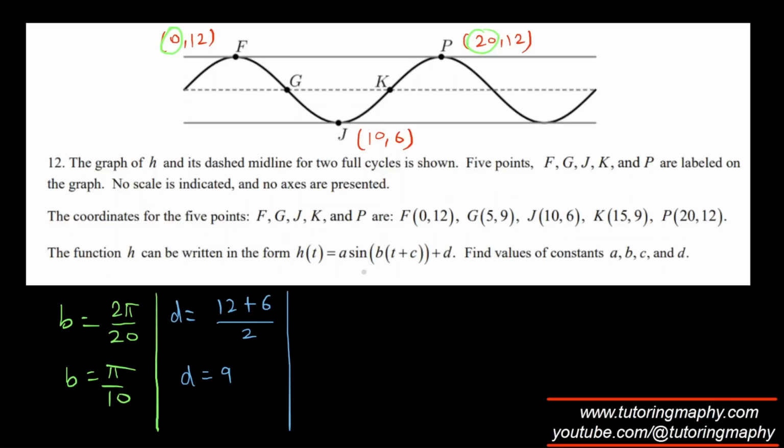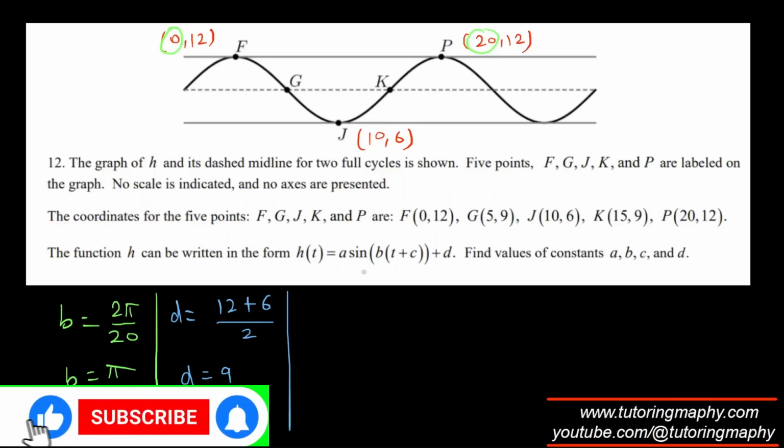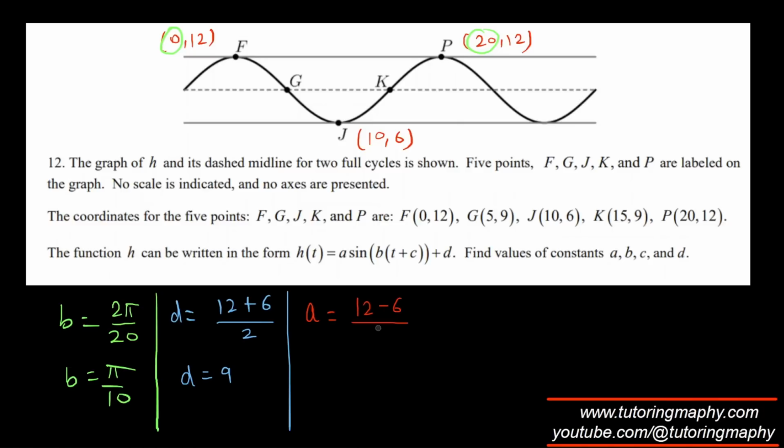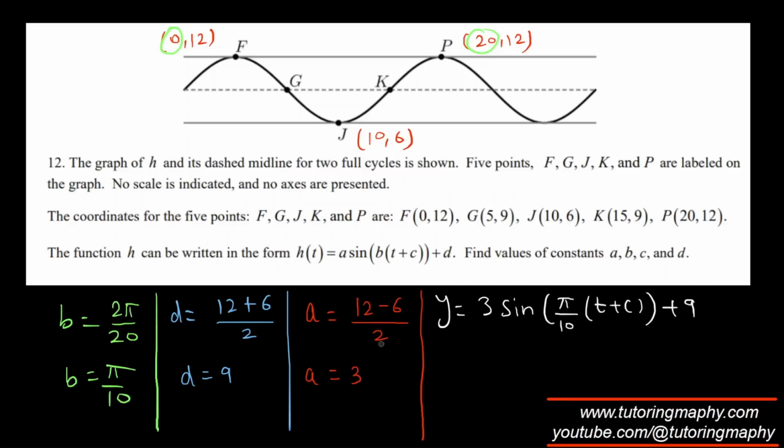Like I said in the earlier videos as well, although a can be positive or negative both, feel free to take whatever you want, and according to that a, you will get c. I prefer to take a as positive, so a will be maximum, which is 12, minus minimum, which is 6, over 2, right? 12 minus 6, which is just 6 over 2, which is 3. And now I'm going to write the equation that I have so far, that y is equal to 3 sine pi over 10 t plus c plus 9.